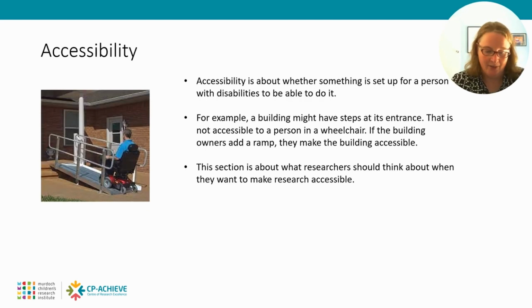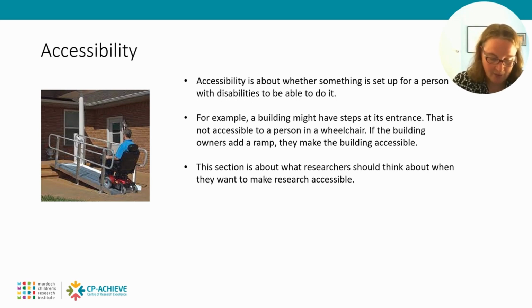So that's power imbalances. Those are when people take away an AAC user's right to make a decision about what they want to do. Once researchers know that those power imbalances can happen and think about ways to prevent them from happening, the next thing that they can do about power is make the research accessible.